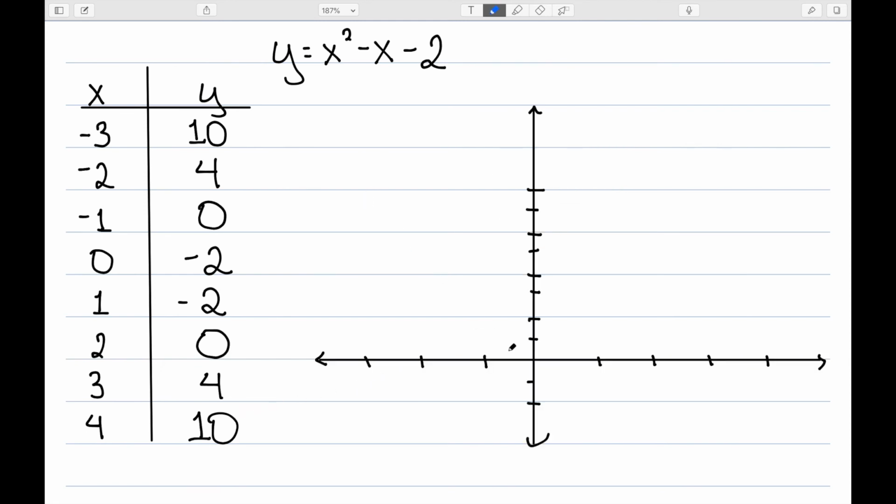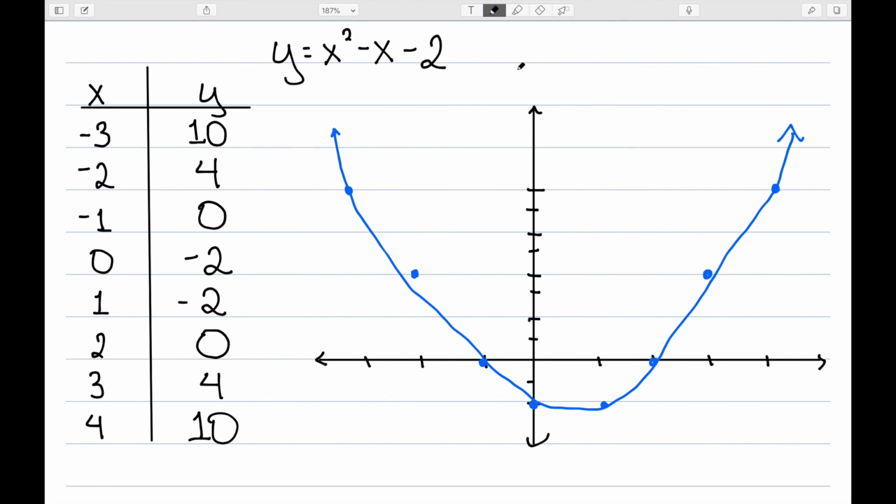Now that I have this table, I can graph the function. My first point will be (-3, 10). I then have (-2, 4), (-1, 0), (0, -2), (1, -2), (2, 0), (3, 4), and (4, 10). And from there, we just try our best to connect the dots. Didn't do a great job here, in a smooth line. And we have the graph.